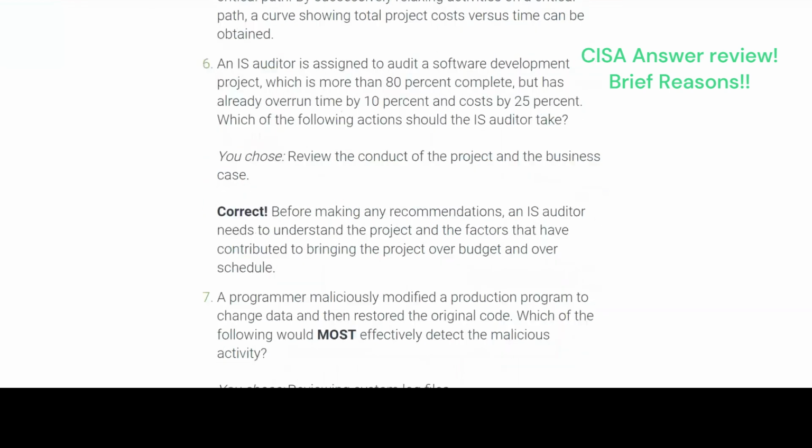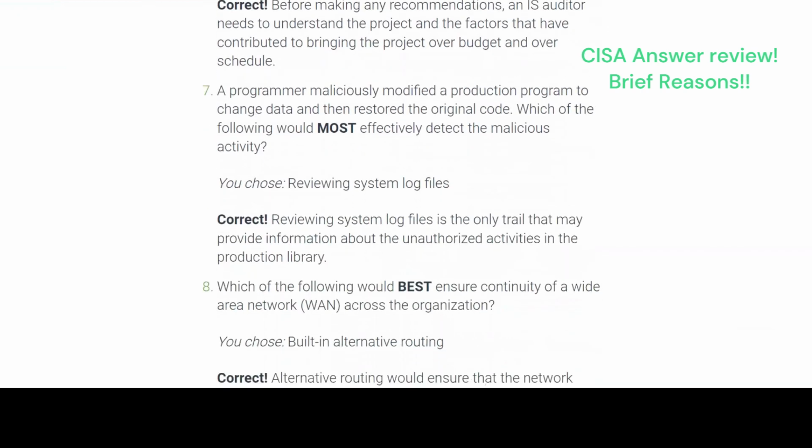The IS auditor is assigned to audit software that we talked about, and review the conduct of the project and the business case. Before making any recommendation, the IS auditor needs to understand the project and the factors that have contributed to bringing the project over budget and over schedule.